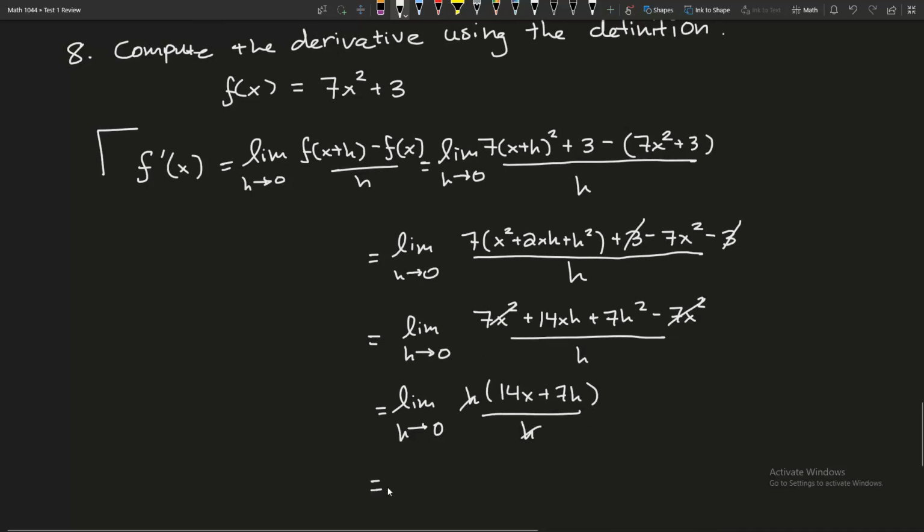And so then, since you've canceled that h, now we're allowed to plug in 0 for h for any remaining h's. So that would be 14x plus 7 times 0. So that other term vanishes as well. So we just end up with 14x.